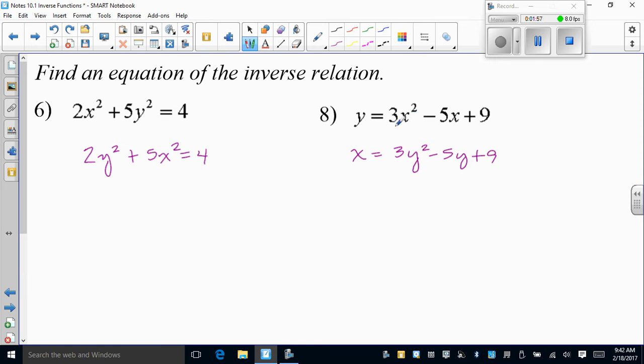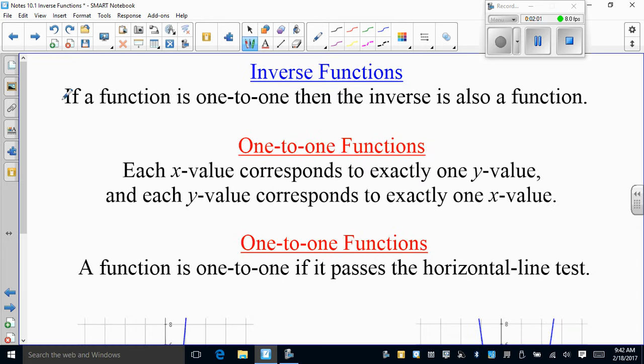Okay, so inverse function, if a function is 1-to-1, then the inverse is also a function. 1-to-1 functions, each x value corresponds to exactly one y value, and each y value corresponds to exactly one x value. A function is 1-to-1 if it can pass the horizontal line test. So there's two ways you can check. You can make sure that each x value has only one y value, but that defines a function alone, but each y value corresponding to exactly one x value gives you that 1-to-1.